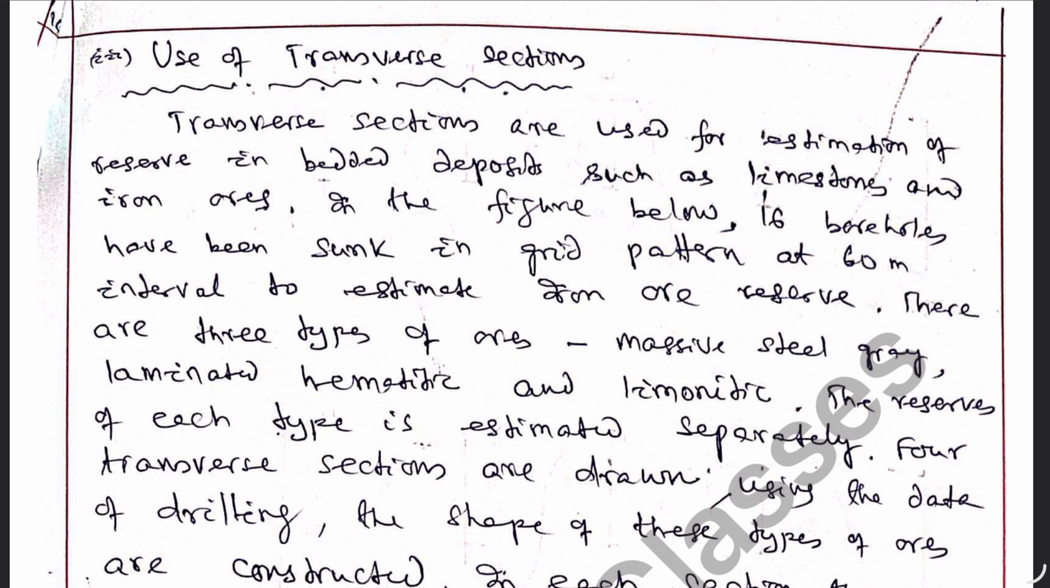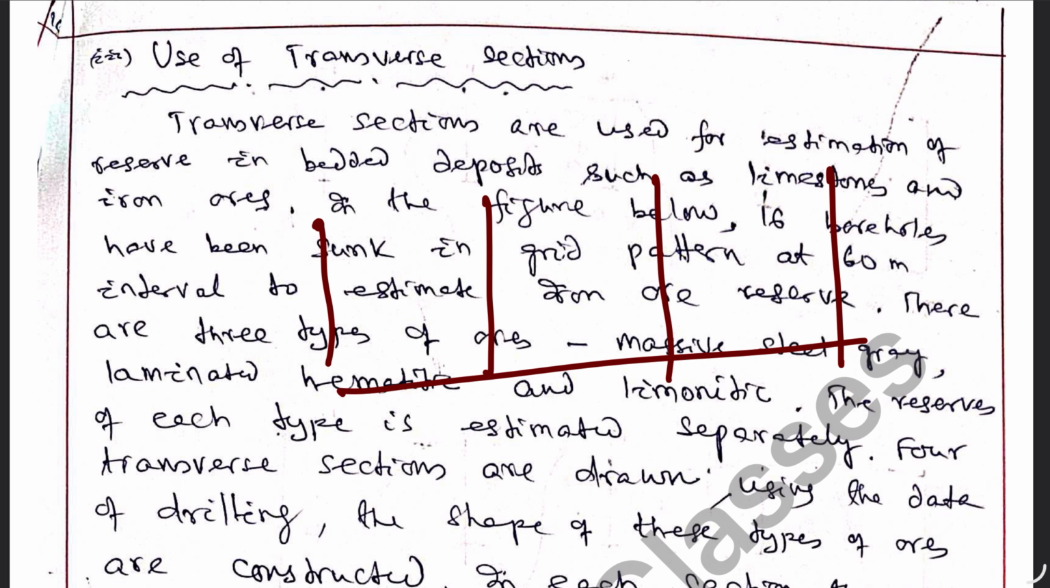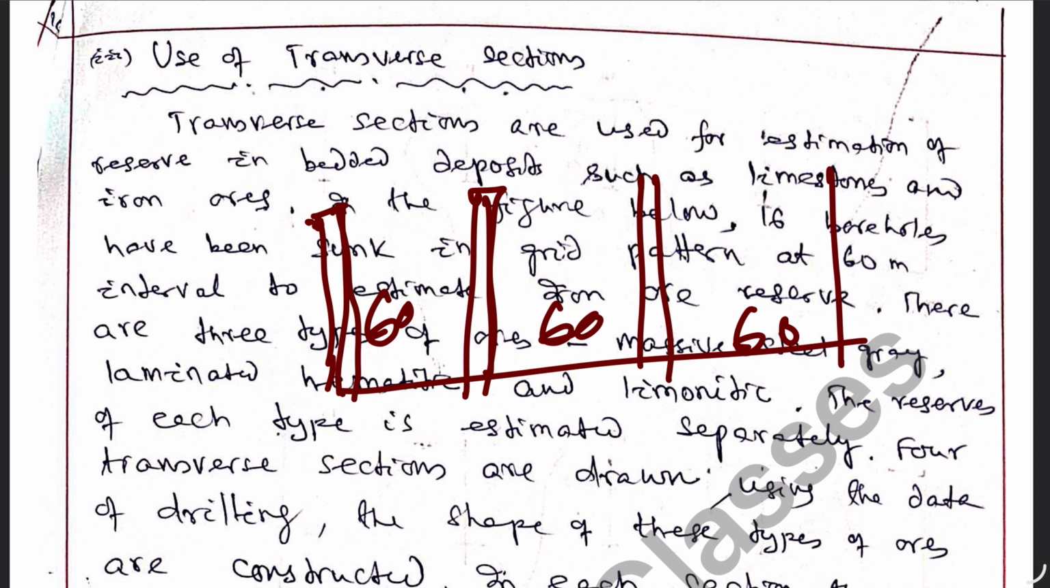In transverse sections, the boreholes are given in a grid pattern, in a line. Let us say at 60 meter interval, the boreholes have been given. So here, how is the underground mineralization up to a certain depth? That is found out. So let us say in this borehole, here there is high grade ore, here it is medium grade ore, it is low grade ore. Here high grade ore, here medium grade ore, here low grade ore. High, medium, low.